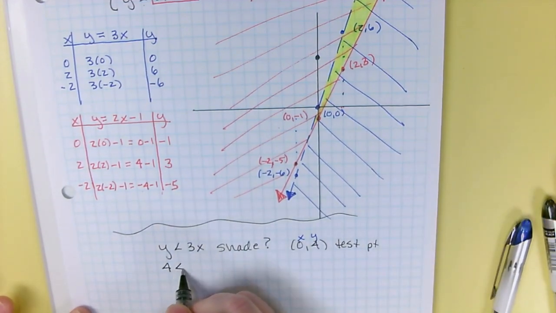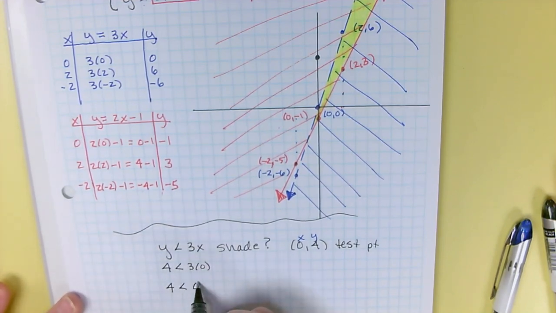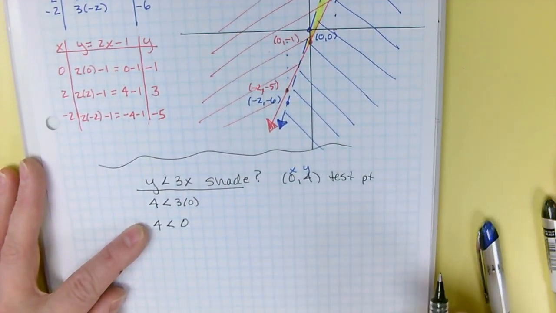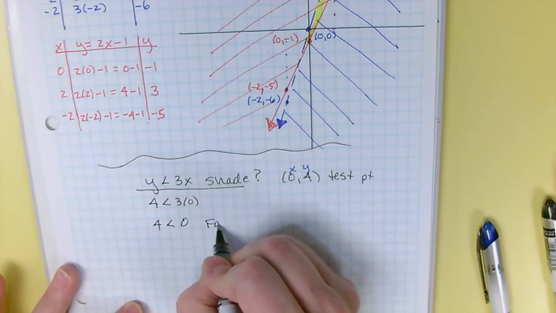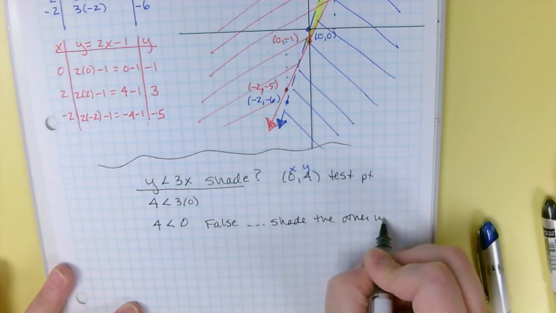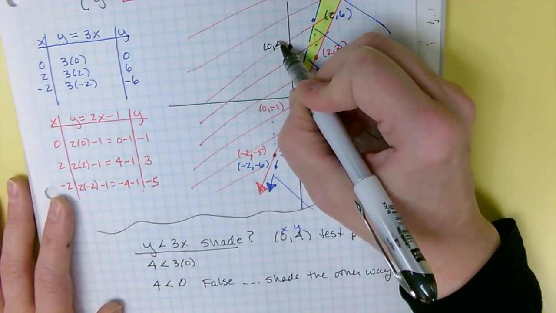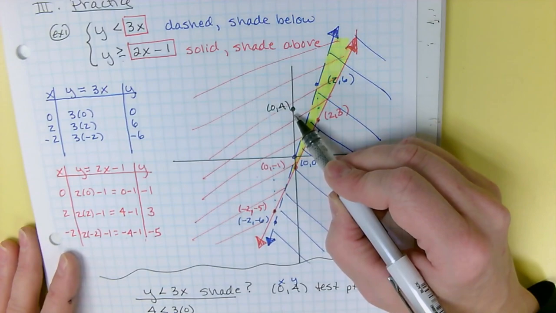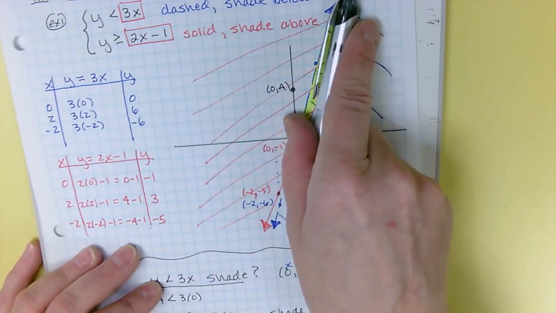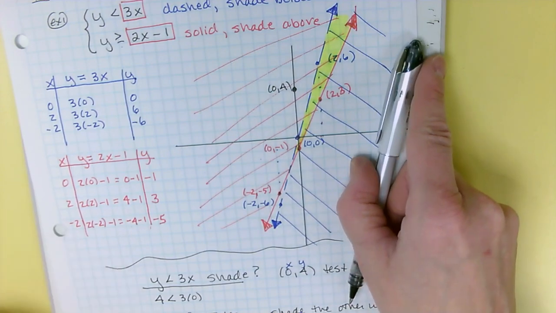So I get 4 less than 3 times 0. 3 times 0 is 0, so 4 less than 0. So the question is, is 4 less than 0? No, that is false, which means we're going to shade the other way. So on my graph, here is the point 0, 4 right there. Instead of shading the blue line over the top of the 0, 4, I'm going to shade the blue line away from the 0, 4. So that 0, 4 is sitting in the non-shaded area for the blue line.